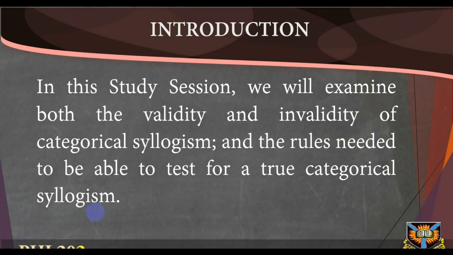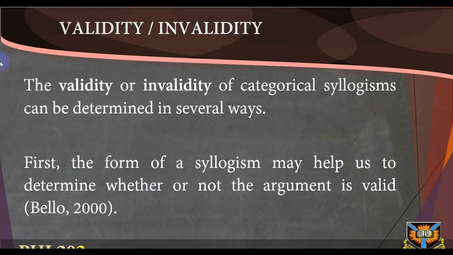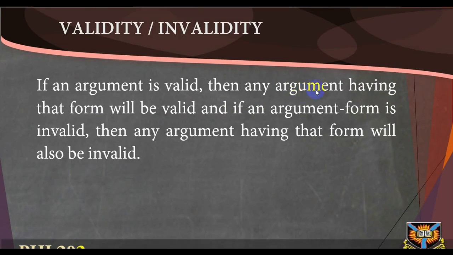Validity or invalidity. The validity or invalidity of categorical syllogism can be determined in several ways. First, the form of a syllogism may help us to determine whether or not the argument is valid (Bello, 2000). If an argument is valid, then any argument having that form will be valid, and if an argument form is invalid, then any argument having that form will also be invalid.